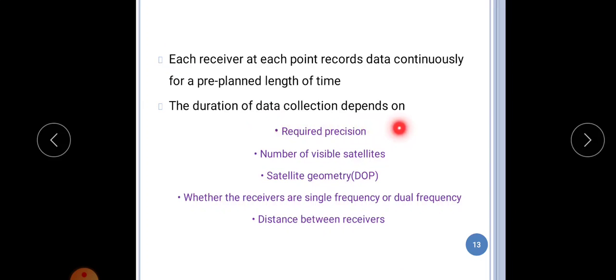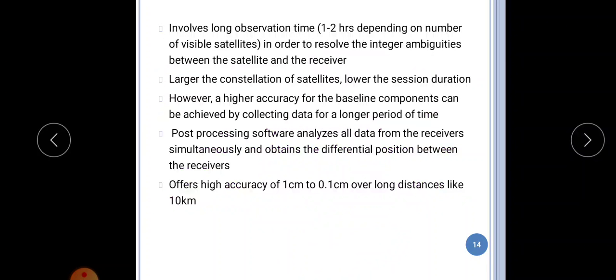of data collection depends upon the required precision, the number of visible satellites, the satellite geometry, whether the receivers are single frequency or dual frequency, and the distance between the receivers. So based on these parameters the duration of data collection varies. And this involves long observation time.